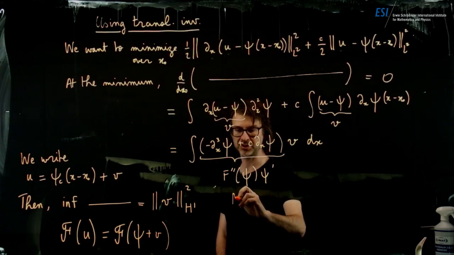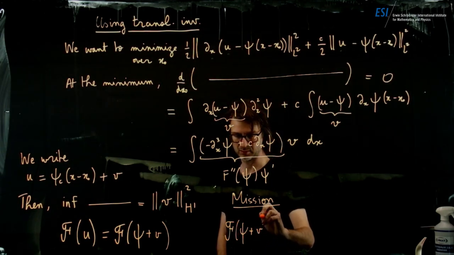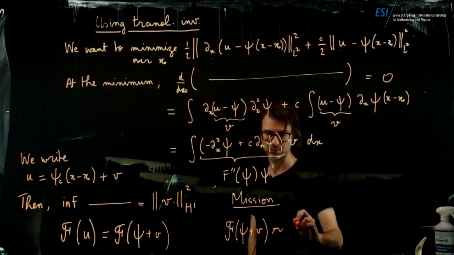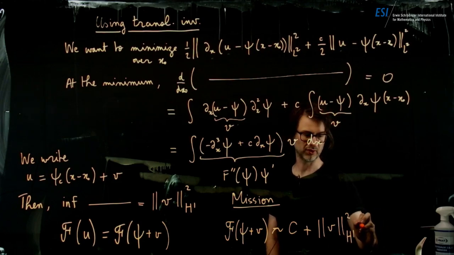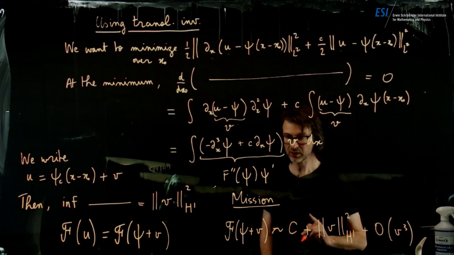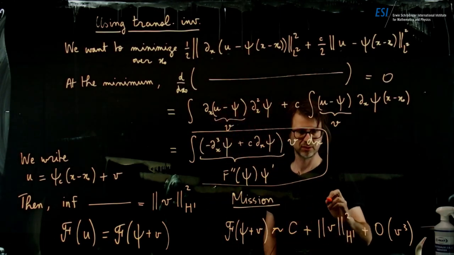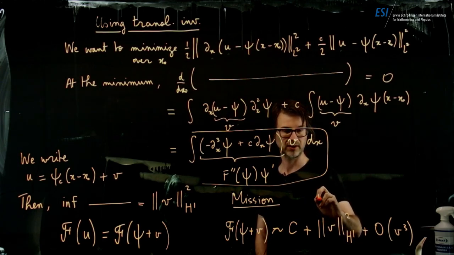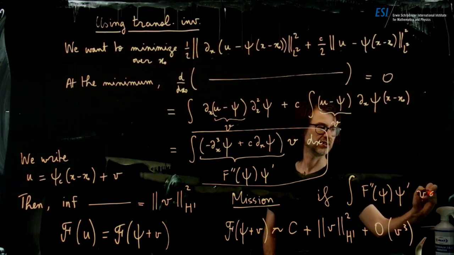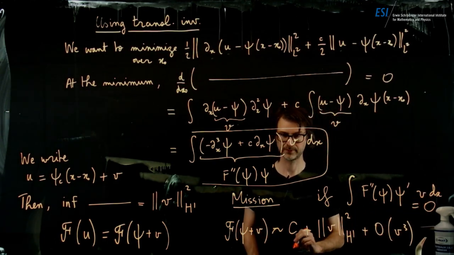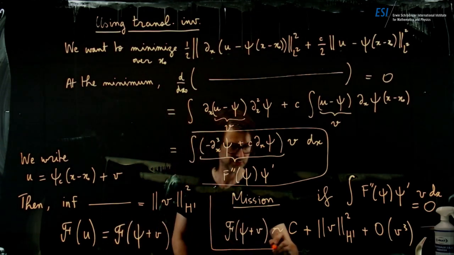Okay, so now what is our mission? It is to show that F of Psi plus V is like a constant plus V in H1 squared plus higher order terms. But what we gained is that there is this orthogonality condition, under the assumption that the integral of f double prime of psi, psi prime against v dx is zero. Okay, so this is now what we want to achieve.